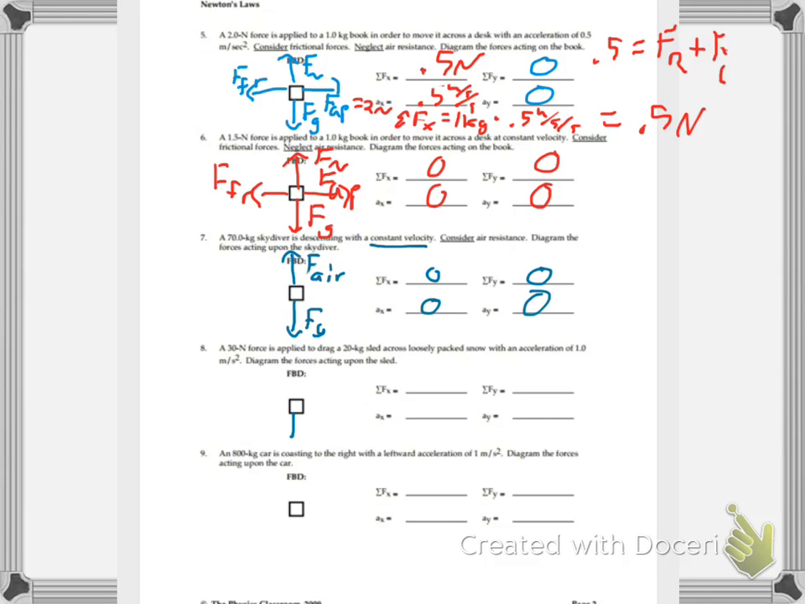So our next one, 30 Newton force, is being applied to drag a sled with an acceleration of 1 meter per second per second. So the snow, that surface, will have a normal force, and then we are applying a force, and then we're going to have the friction of the snow. Because he's not accelerating in the Y direction, the sum of the forces are 0, so that acceleration becomes 0.